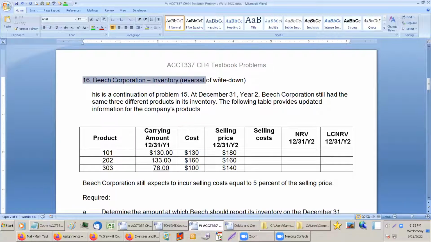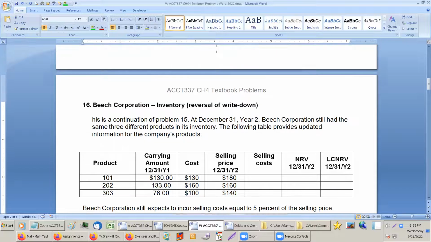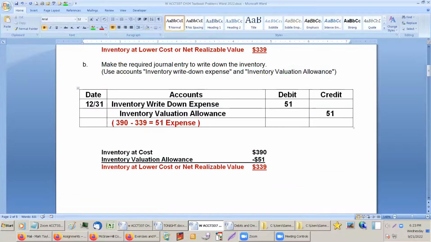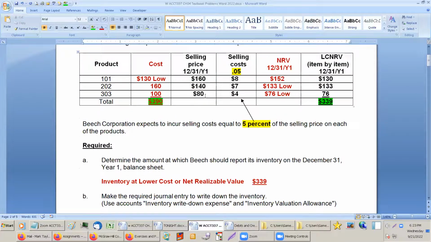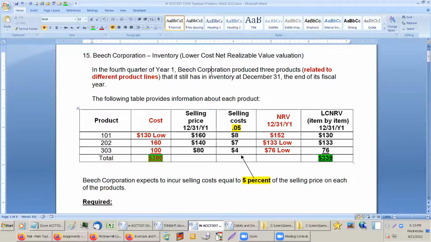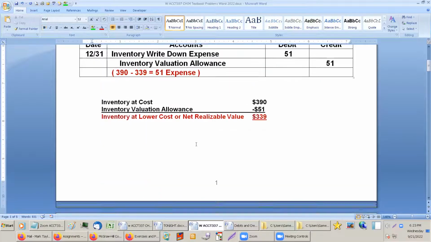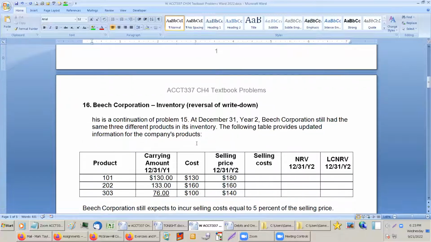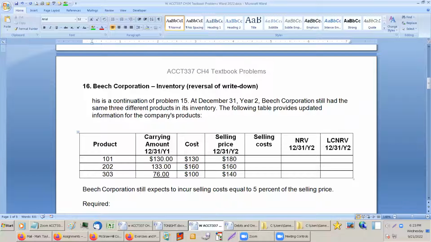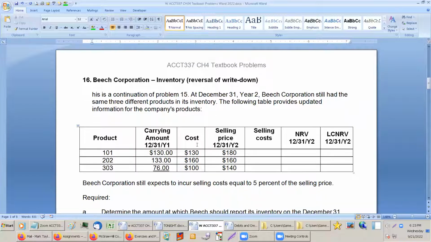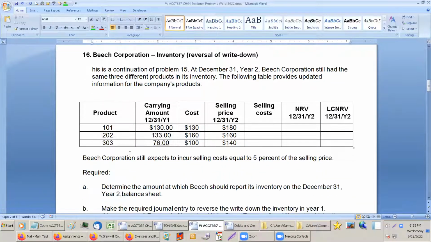Problem 16 is the same thing, except that it's going to be the reversal of the write-down. So here we wrote it down. And the question is, well, what happens if the market rebounds? Okay, so we go through this whole thing again.